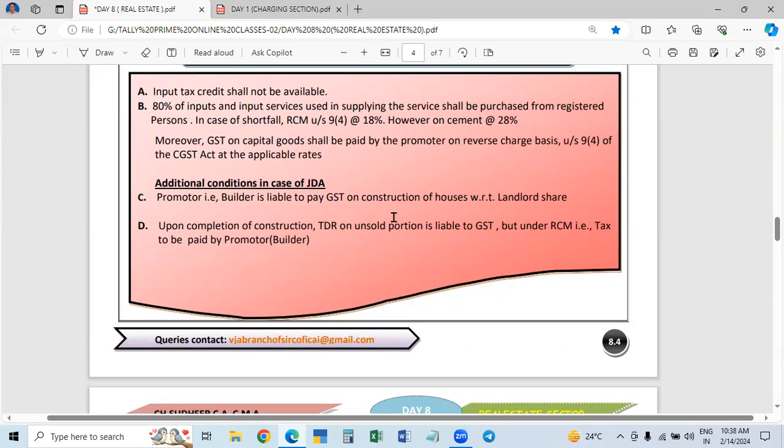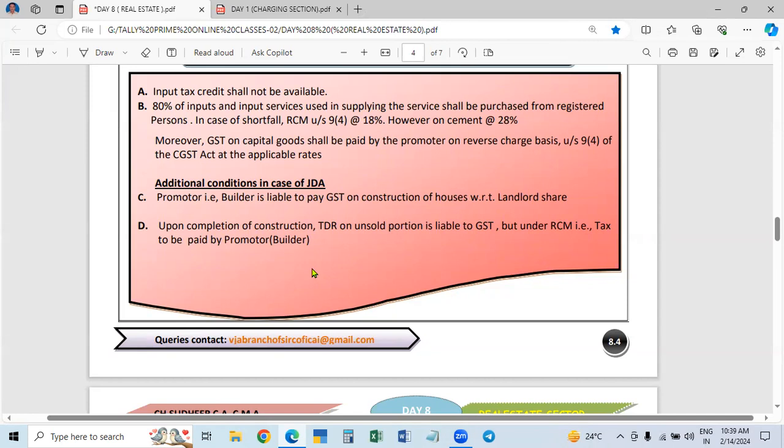But in the case of a composition dealer, the composition dealer will pay tax to the government from his pocket. So when you are purchasing large quantities from a composition dealer, he has to pay from his pocket. By agreement, by mutual understanding, the builders can pay the tax paid by them from their pocket. In the case of a regular person, the person will collect.